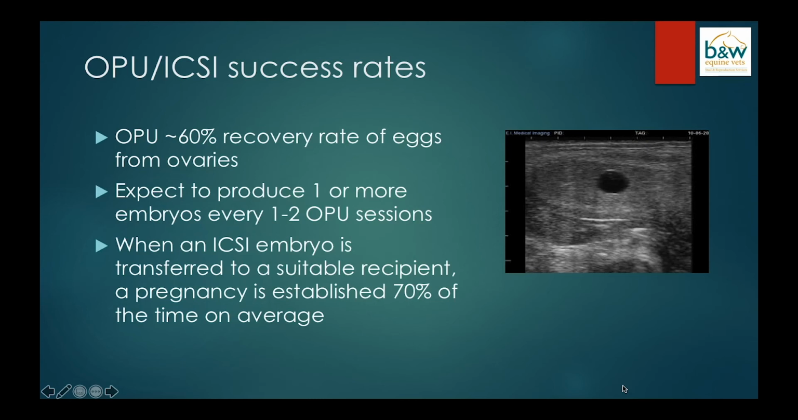In general, we expect to produce one or more embryos every 1 to 2 OPU sessions. It can be quite a lot higher, particularly if that mare has a lot of follicles on her ovaries, but this is the average expectation. When an ICSI embryo is transferred to a suitable recipient, a pregnancy is established 70% of the time on average.